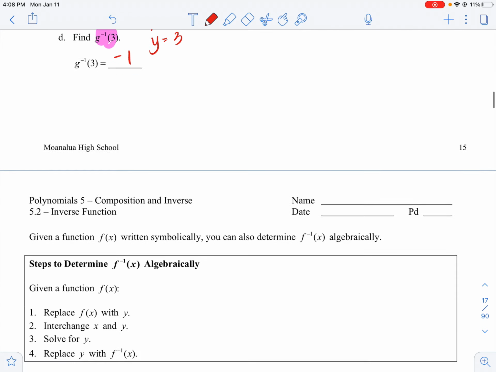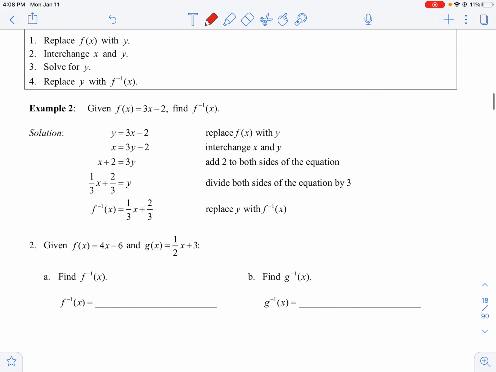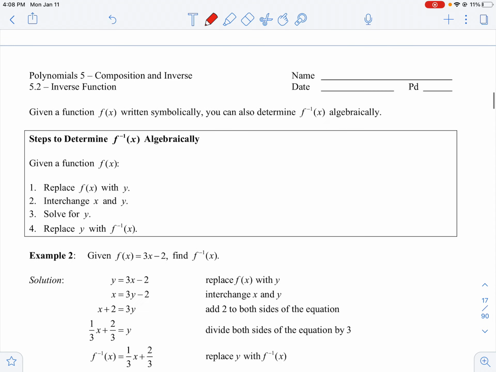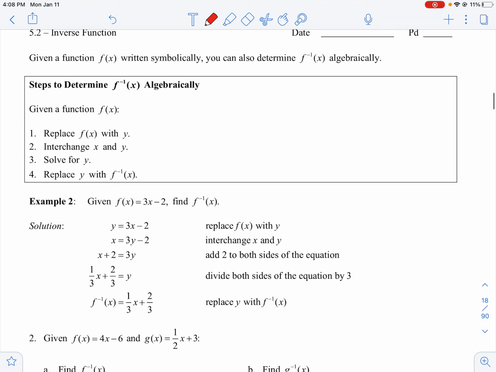What if it looks like a linear function? We have here steps to determine the inverse algebraically. Now, we have to strictly follow each of these steps. We have to replace f of x with y, interchange x and y, solve for y, and replace y with f inverse of x.